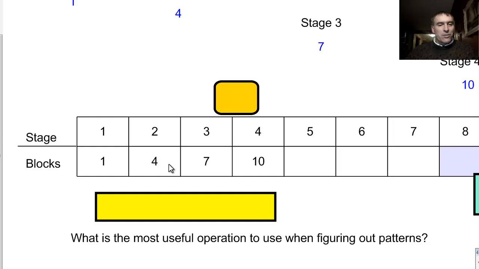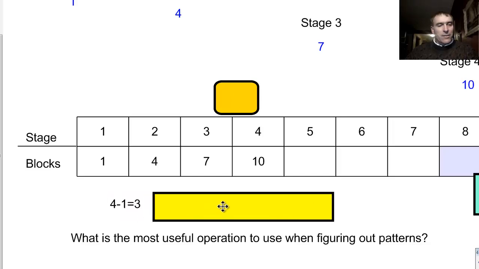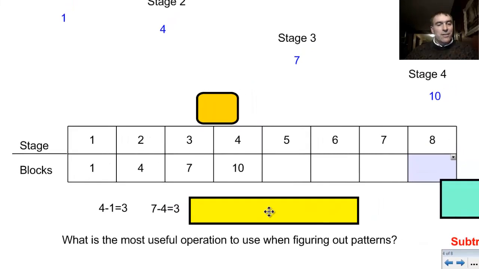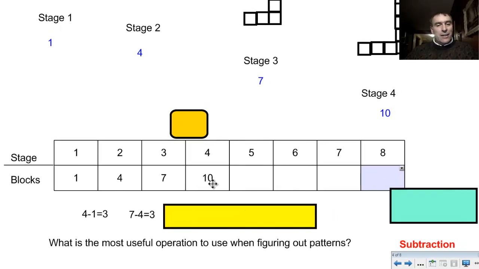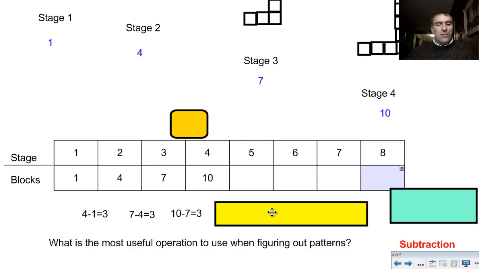And here we go. The first one, we'll take the 4 blocks and we subtract the 1. And what does that give us? 3. Now we go on to the next step. 7 blocks minus the 4 blocks. What do we get? 3. Next step. 10 blocks minus the 7 blocks. There's 3 again. Obviously, our answer is 3. And if we look under the title here, yes, we've got plus 3.